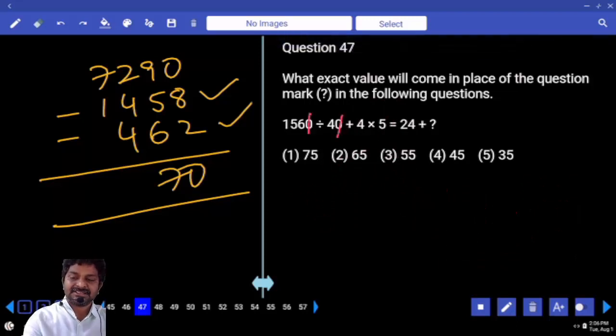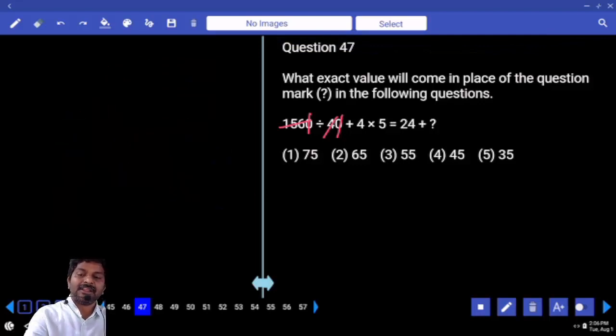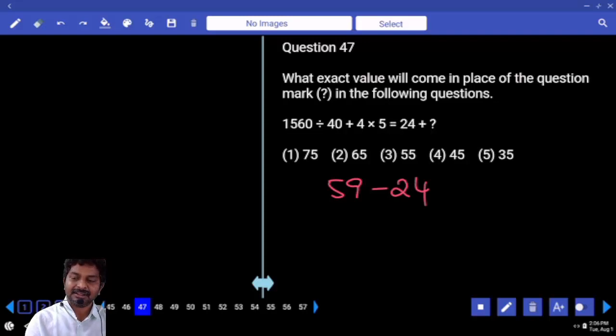0 0 gets cancelled. Divided by 4. 39 times. See, I'll treat 156 as 160 minus 4. 160 is how many times of 4? 4 is how many times? 40 minus 1 time only. How much is that? 30 plus total right hand side 24 comes left hand side 30.